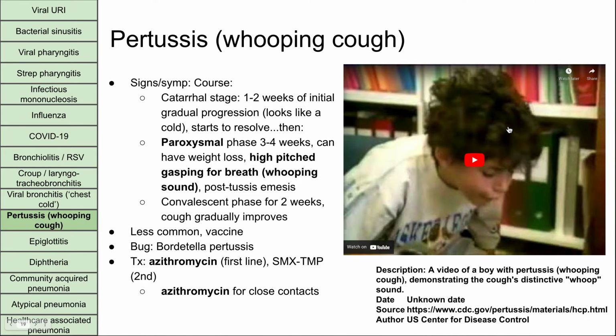So this disease is less common than it used to be. There's now a vaccine for Bordetella pertussis, thank goodness. The treatment is azithromycin, which is first line, and then you would try Bactrim or SMX-TMP for second line if azithromycin doesn't work. You also want to prophylax close contacts if you have a case of pertussis, and you can prophylax with the same first line drug, azithromycin.